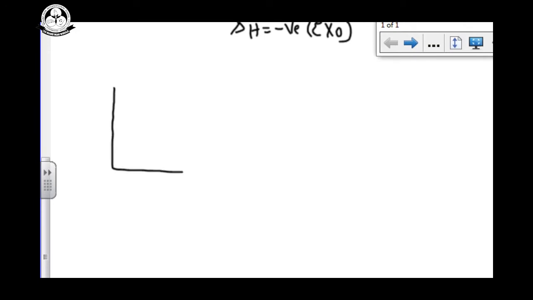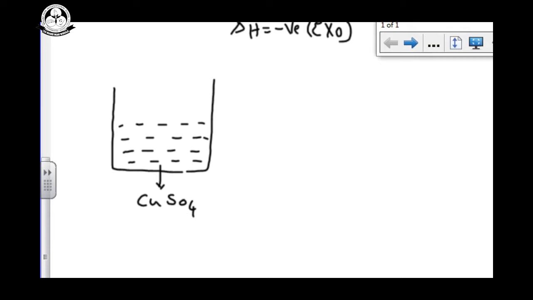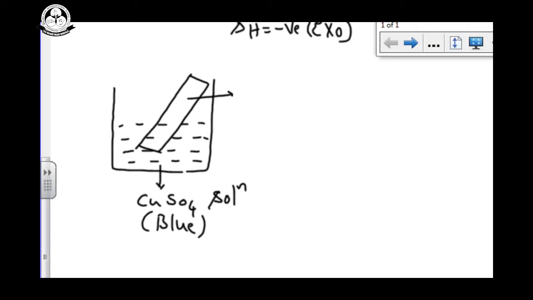I am taking a beaker. The beaker contains copper sulfate solution. Copper sulfate is a blue color solution. Now I keep one zinc strip inside the copper sulfate solution. It is a zinc rod. The zinc rod is dipped in the copper sulfate solution.